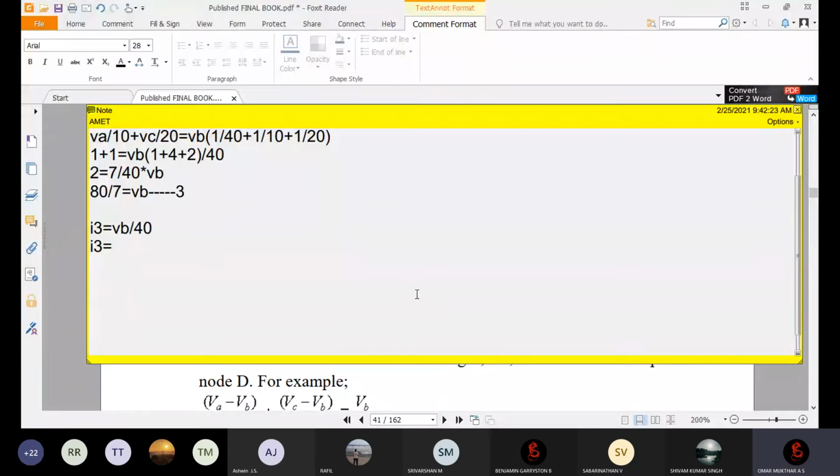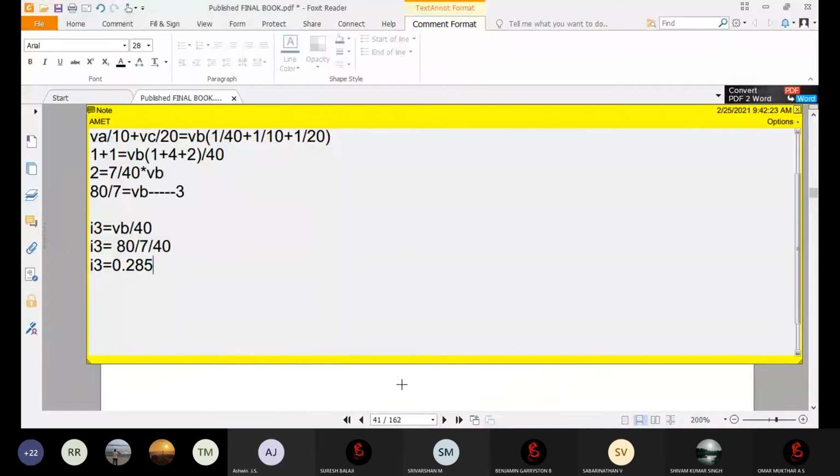So VB is equal to 80 divided by 7 divided by 40. It's 0.285, sir. By 7, sir. So I3 is equal to 0.285. 2 by 7, again it may get 0.28. 0.285, sir. Okay, this is the answer we got.